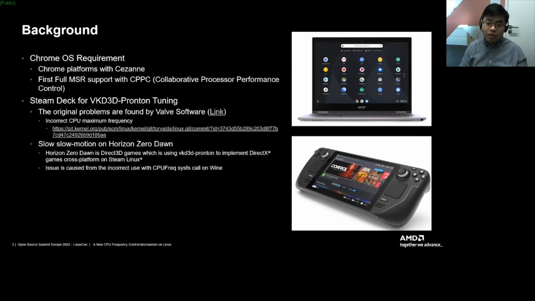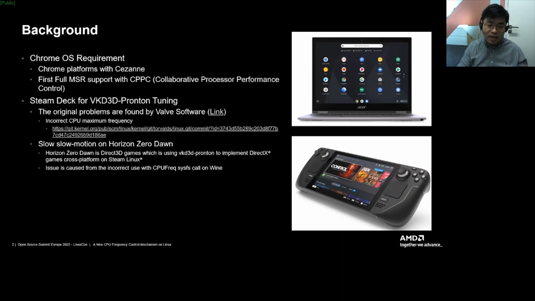Okay, moving to the background. This function is required by the Chrome project with the Cezanne chips. That is the first MSR solution to support the collaborative processor performance control, which I will call CPPC, because the Chromebook would like to have a better performance per watt scale in their new product.